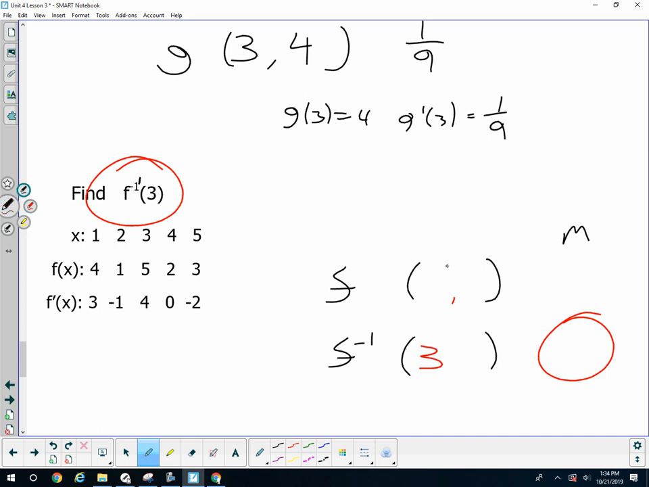Well, that means I'm looking for a point on f that has a y-coordinate of 3. F of 5 is 3. That means f inverse has the point 3, 5. The slope at the point 5, 3 for f is -2. That means this slope is -1/2.